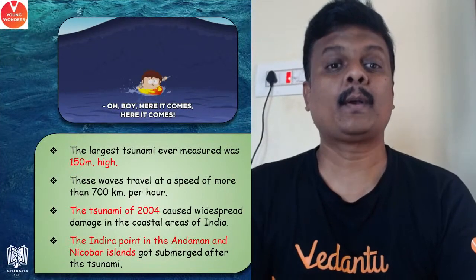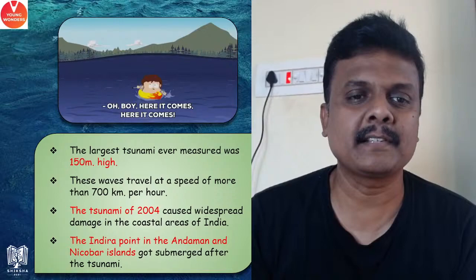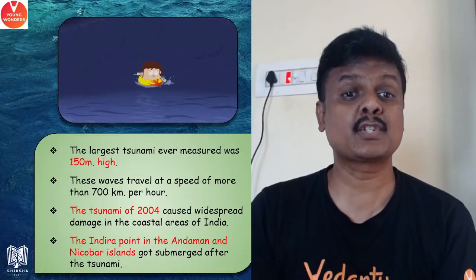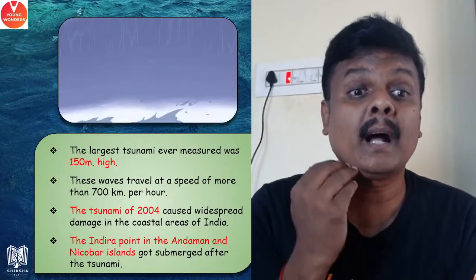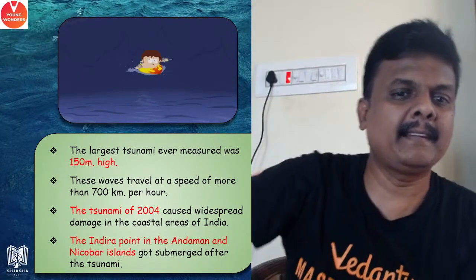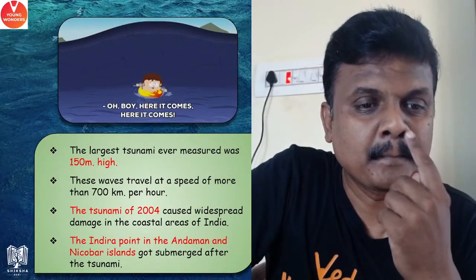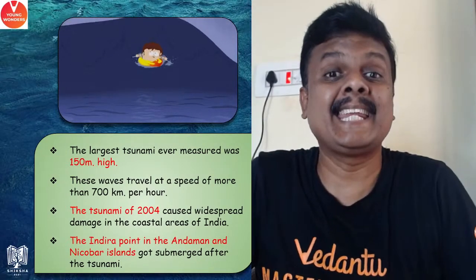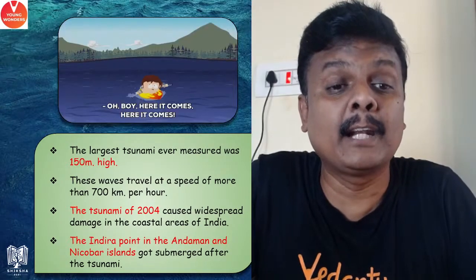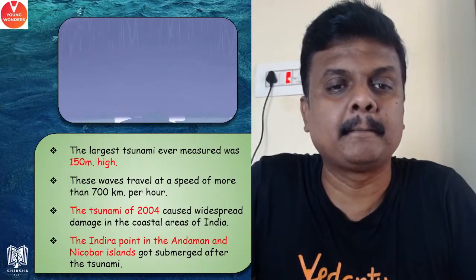Now, look at the tsunami. Oh boy, here it comes. Bang, that is it. So the largest tsunami ever measured was 150 meters high. It's as tall as a mountain, right? 150 meters, would you believe that? And guys, these waves can even travel at a speed of 700 kilometers per hour. If one comes and bashes on you, that's it, we are dead on the spot.